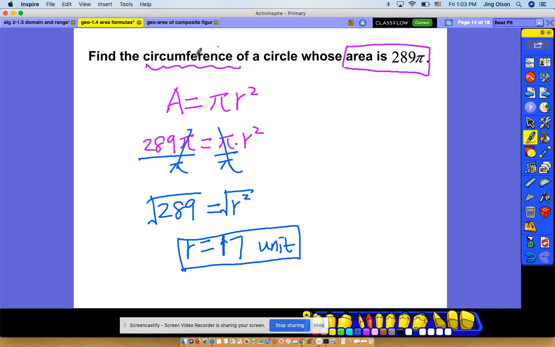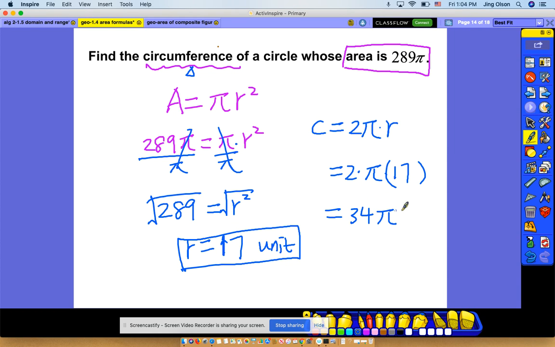Okay, now we found the radius. We need to go back and finish finding the circumference. Circumference is 2 times pi times radius, or pi times diameter. So 2 times pi times the radius, which is 17. Okay, I'm going to leave the pi by itself. 2 times 17 is 34. So my answer is 34 pi units. Okay, units. So this was not squared because this is the circumference.